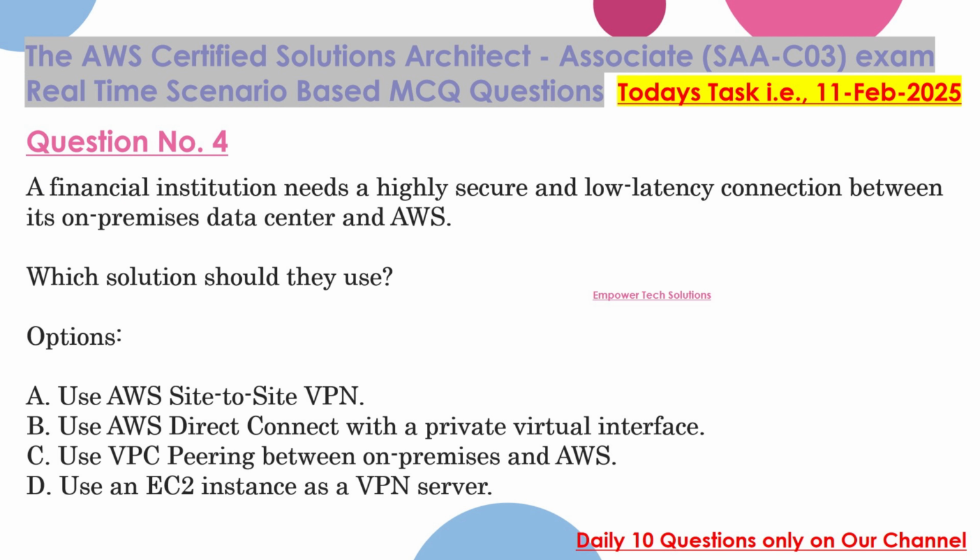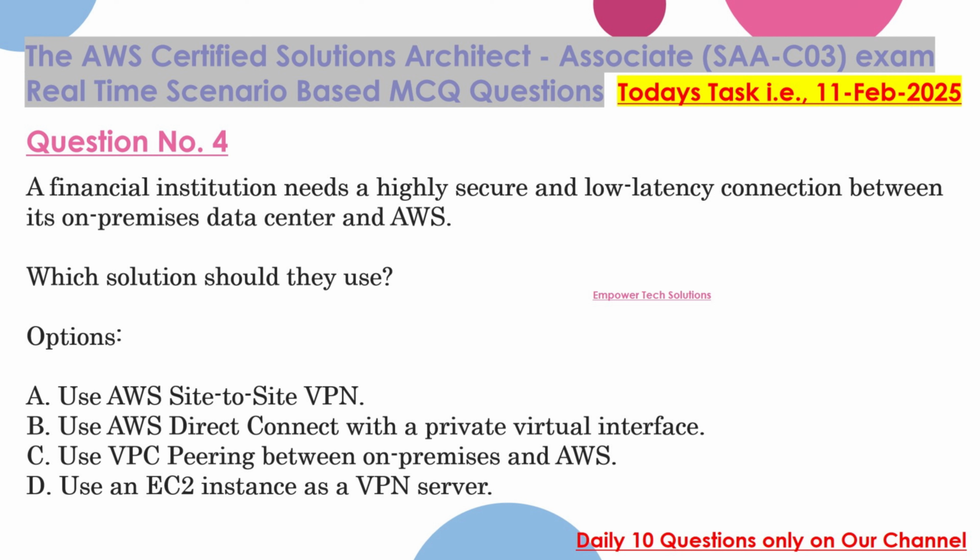Question 4. A financial institution needs a highly secure and low-latency connection between its on-premises data center and AWS. Which solution should they use? Options: A. Use AWS Site-to-Site VPN. B. Use AWS Direct Connect with a private virtual interface.